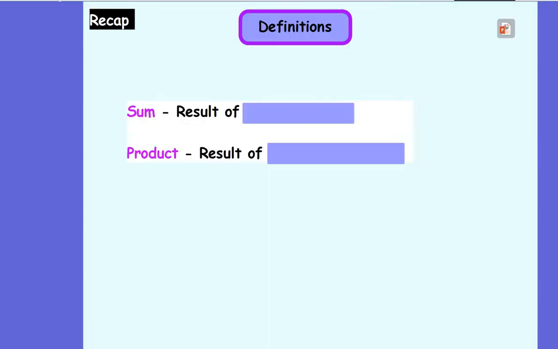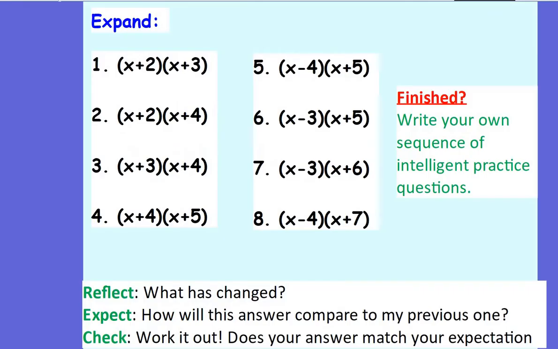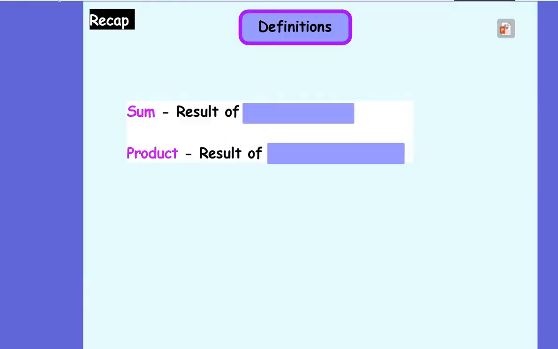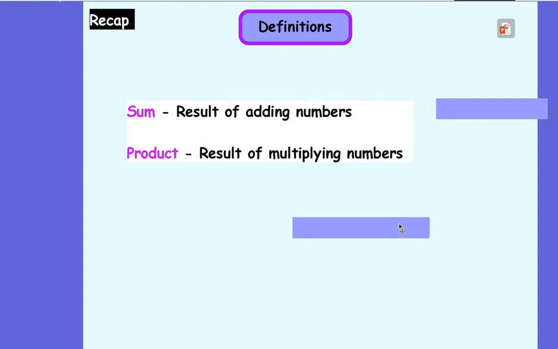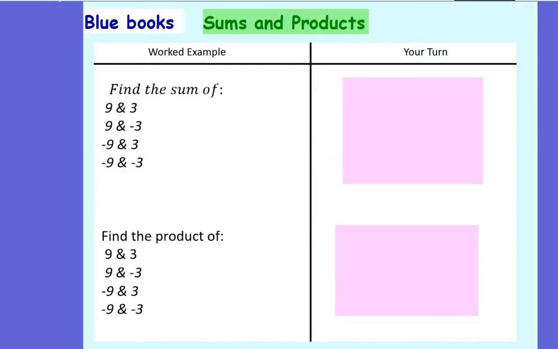So why are we doing this? So far we've been looking at expanding brackets. We're now going to look at factorising them, so putting the brackets back in. And to start off with, what does the word sum mean? Well, the word sum means the result of adding together numbers. The word product is the result of multiplying numbers together, and we're going to use these now.